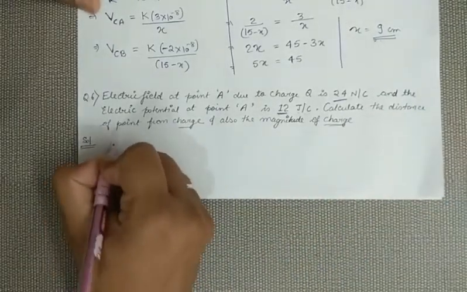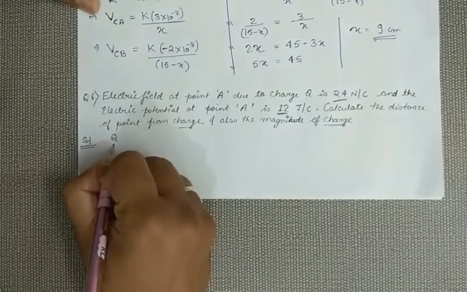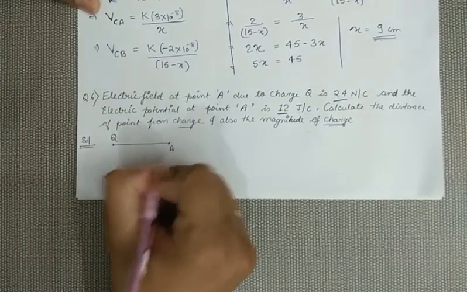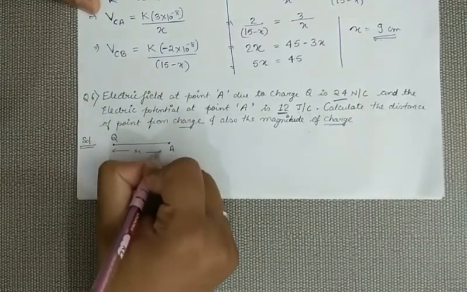Now suppose what is given, this is a charge Q and suppose this is your point A at a distance of R.